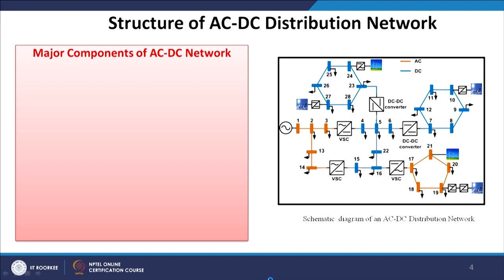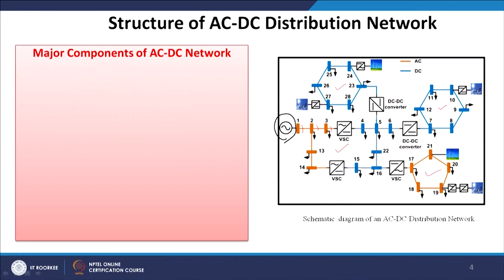Now if you look at the structure of an AC-DC system, it may look like this. Previously, let us say the system is completely AC, where we have the source and further we have different buses, and let us say it is all radial in system, it goes this way as well as this way, and you can see a few rings or loops in between. And all the buses are AC in nature, which was the initial stage.